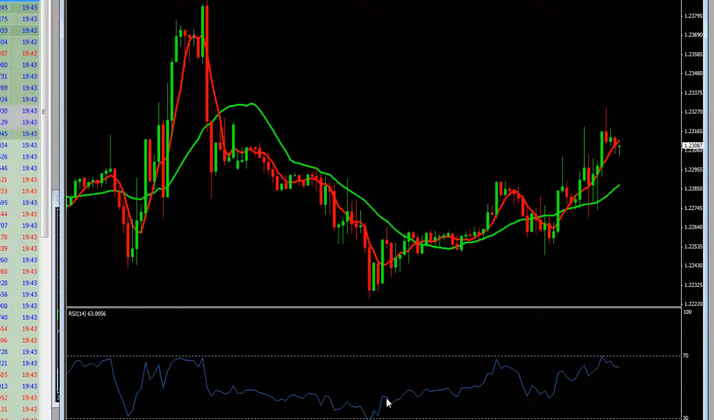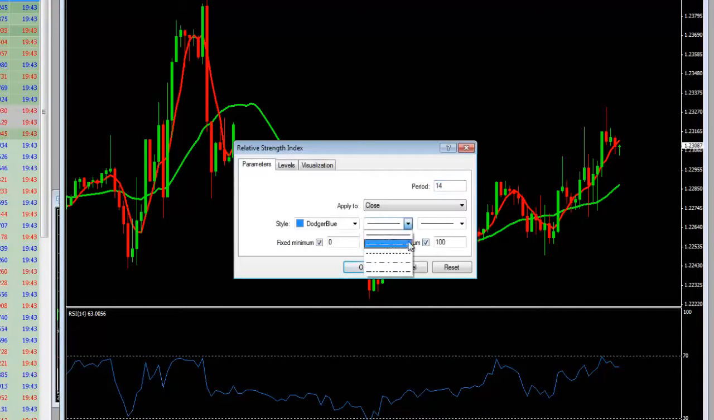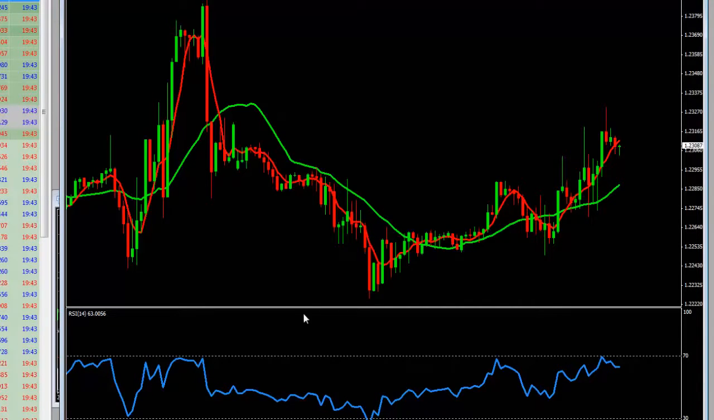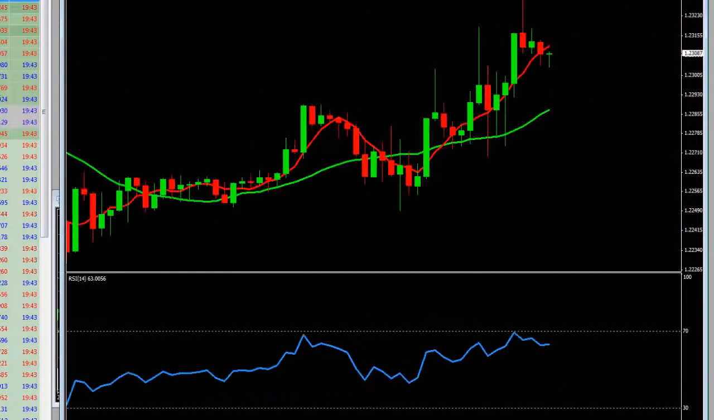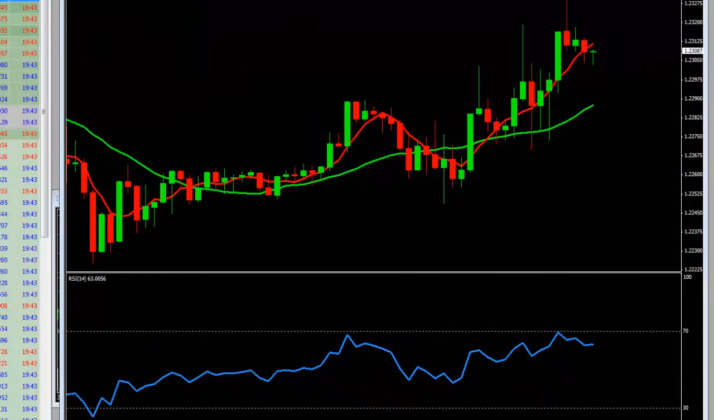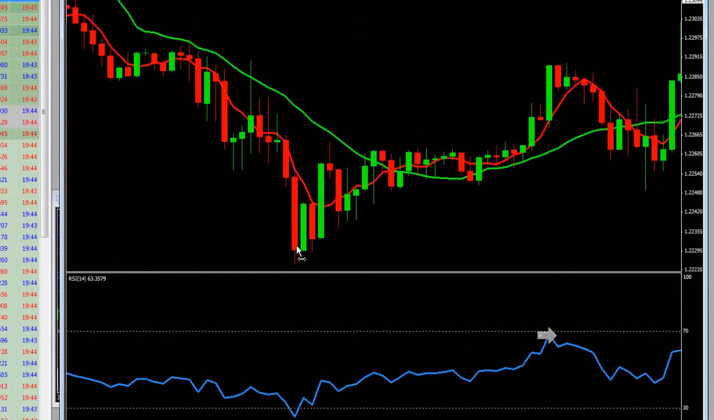And now we have our, let's make that a little bit bigger so it's easier for everybody to see. Okay. So now we have our red line, which is our short-term moving average, our green line, which is our longer-term moving average, and then we have our blue line, which is our RSI. So let's look at a possible trade example that we could have had over here.